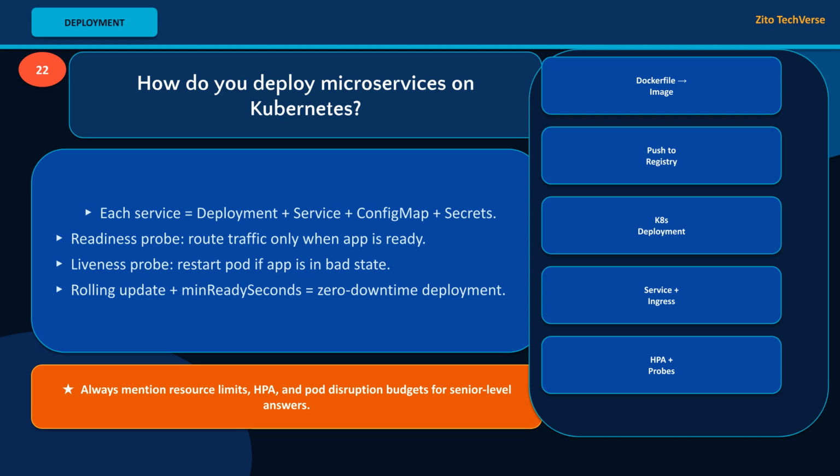Deploying on Kubernetes involves defining deployments, services, and config maps for each microservice. Use readiness probes to route traffic only when an app is ready, and liveness probes to recover from failures. Rolling updates are key to achieving zero downtime, while resource limits and horizontal pod autoscalers keep your performance stable.